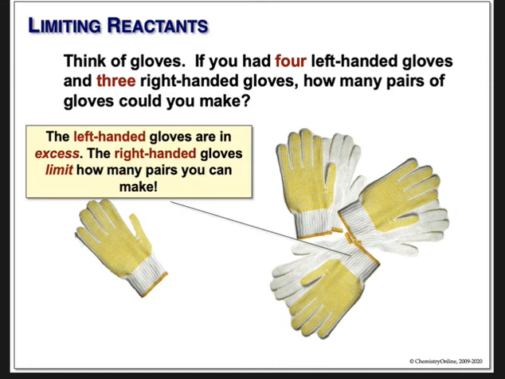We have 1 left-handed glove left over. The left-handed gloves are in excess because when the reaction's over, they're still sitting here. Right-handed gloves limit how many pairs you can make. The limiting reactant and the excess reactant.